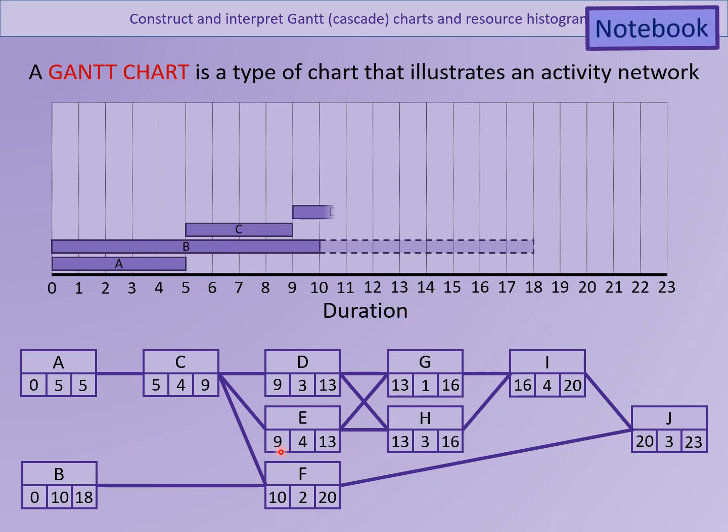So what's next? Well, we've got D, which starts at 9 and goes 3. I could probably pause there and give you an opportunity to finish off the rest yourself. But if you want to keep your notebooks nice and neat, you might want to wait till I've done it.